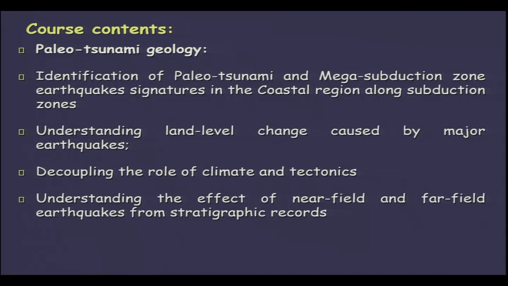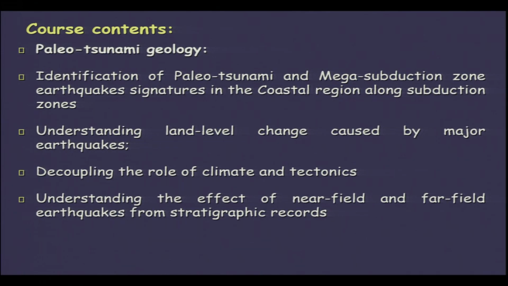And of course, when we are talking about land level change, we are getting into the effect of sea level. So, if the sea level has remained stable for the last 1000 years, then any change in the environment which took place probably correlates with the tectonic activity in that region. So, we need to decouple the role of tectonics and the climate.